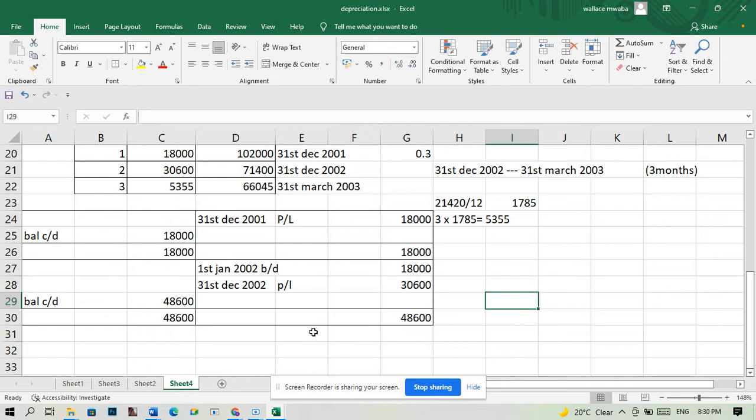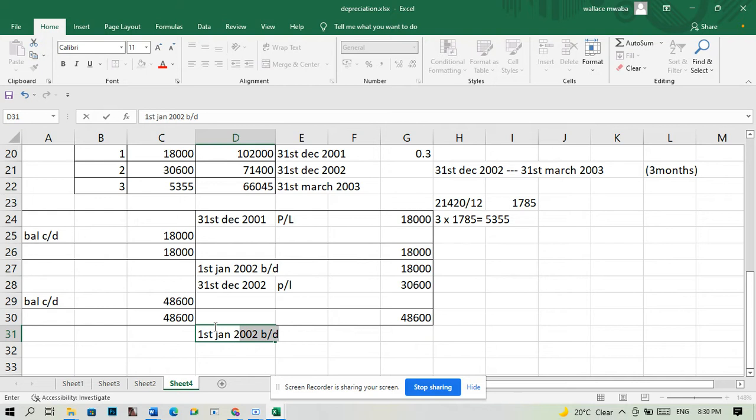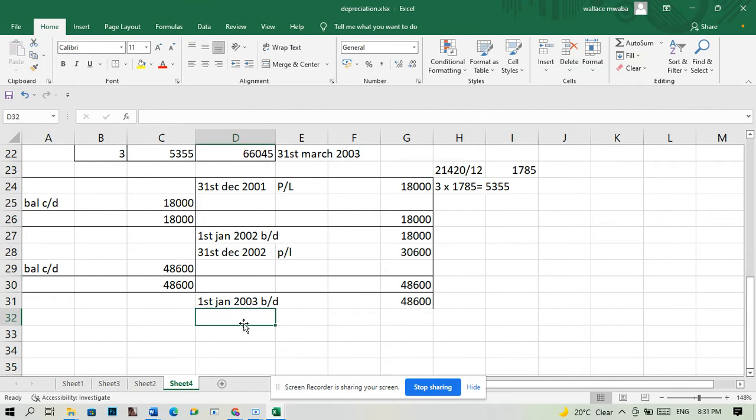Okay. So then on 1st January 2003, okay, balance brought down is 48,600. All right. Now, remember the machine was sold on the 31st of March. Okay, 31st of March 2003.